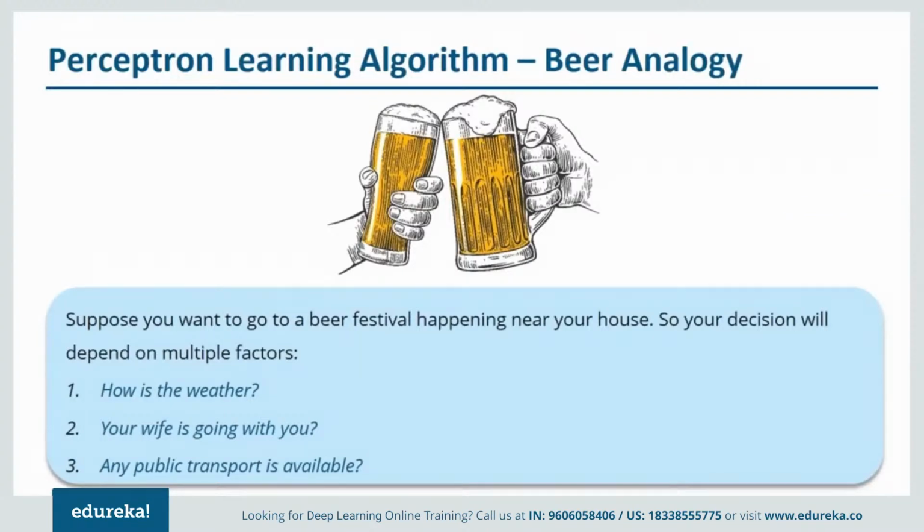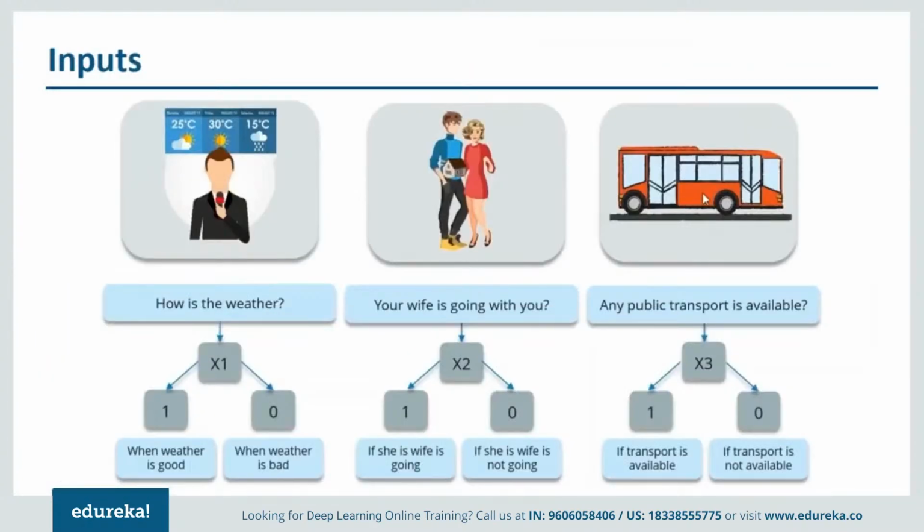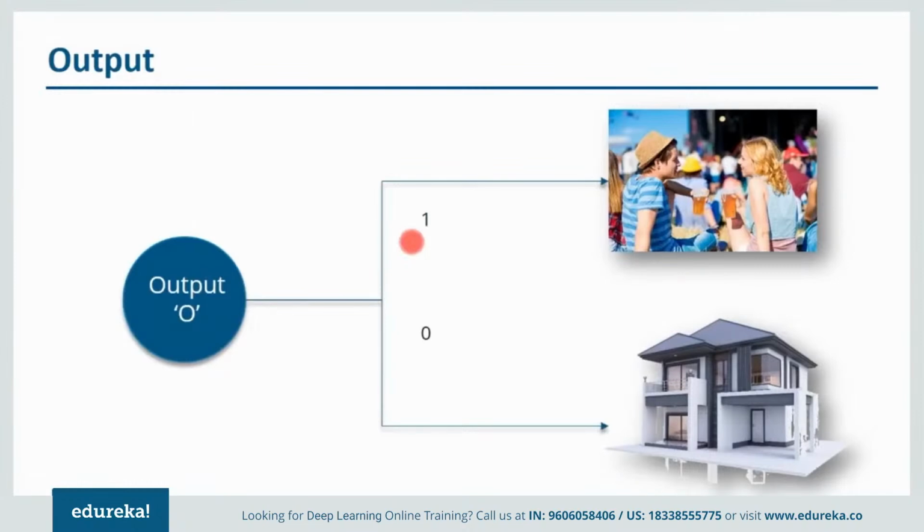Let us move forward and see the various inputs I'm talking about. The first input is how the weather is; we'll consider it as x1. When the weather is good, it'll be 1, and when it is bad, it'll be 0. Similarly, whether your wife is going with you or not will be x2. If she is going, it's 1; if she's not going, it's 0. Similarly for public transport, if it is available, it is 1, else it is 0. These are the three inputs. Now the output: output will be 1 when you're going to the beer festival, and 0 when you want to relax at home. You want to have beer at home only, you don't want to go outside. So these are the two outputs, whether you're going or not going.